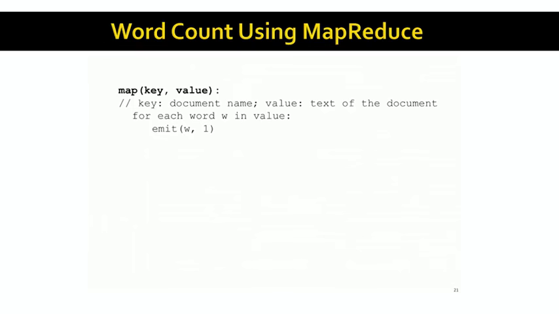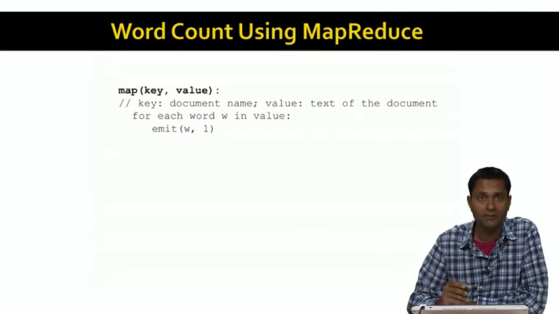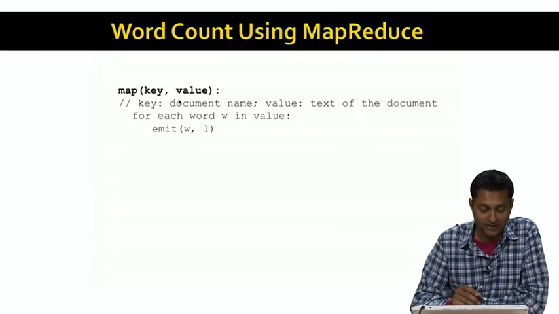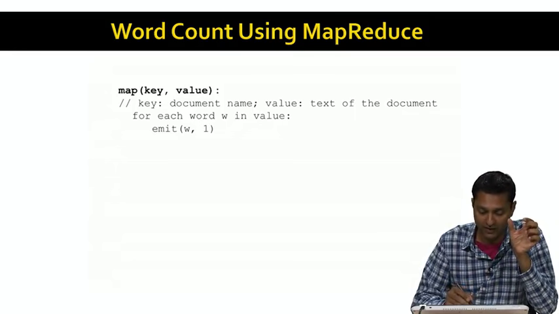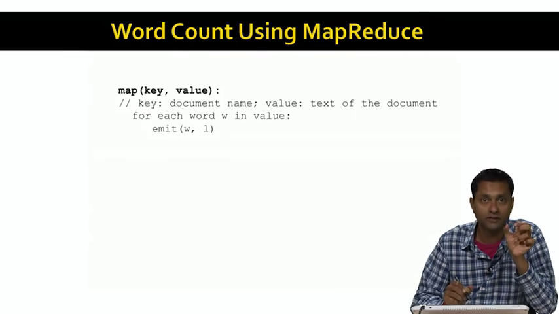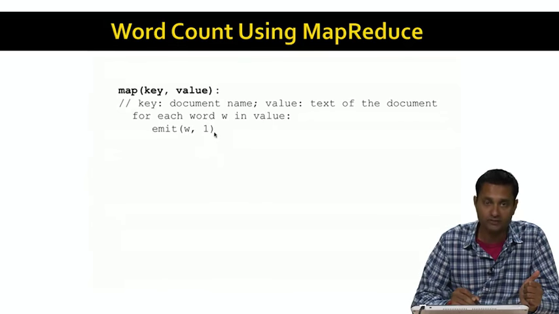So here's the actual pseudocode for the word count using MapReduce. Remember, the programmer is required to provide two functions, a map function and a reduce function. And this is the map function right here. The map function takes a key and a value, and its output has to be a set of intermediate key value pairs. Now, the key in this case is a document name, and the value is the text of the document. The map function itself is very simple in this case. It scans the input document, and for each word in the input document, it emits that word and the number one. So it's a tuple whose key is the word and whose value is the number one.